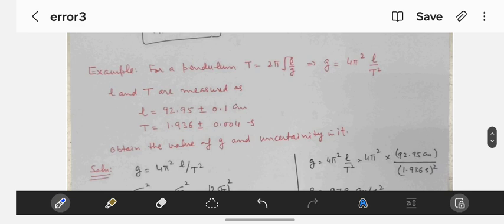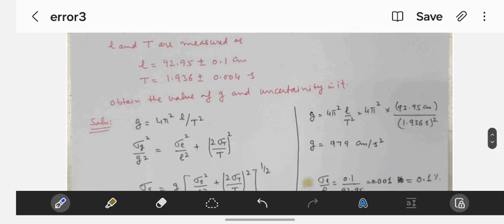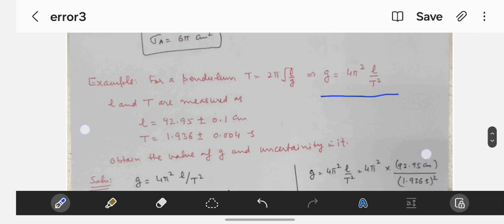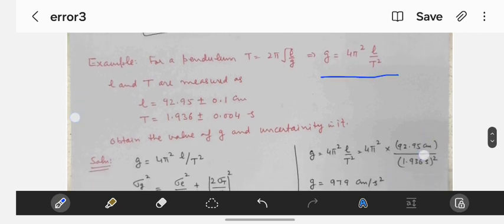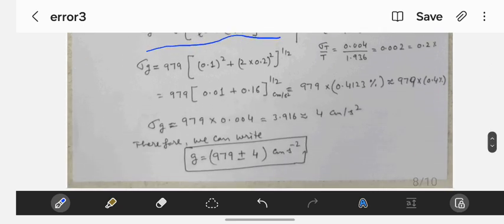For a pendulum, T is given, g is given, and L and T are measured as this. Obtain the value of g and the uncertainty in it. Now just use this formula and find del L by L plus 2 del T by T, and it's half. Put in the original values and you will get the answer. Easy.